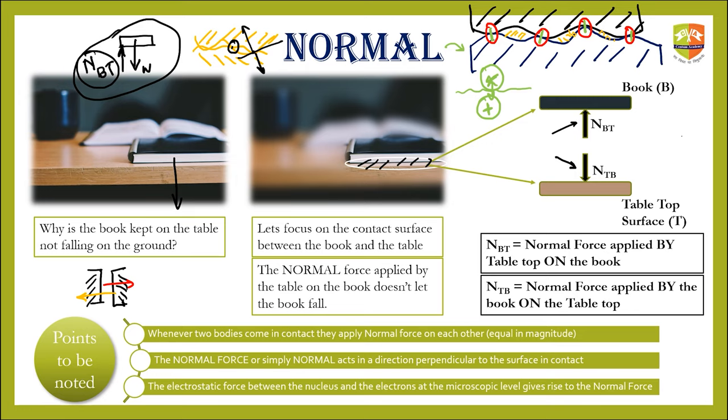So what happens? There is some kind of attraction at this location. Similarly, some kind of attraction at this location, and at this level. Now, in chemistry, we say these are temporary bonds which are getting formed, and the force acts along the perpendicular to the surface. That is how the forces will appear at different locations.